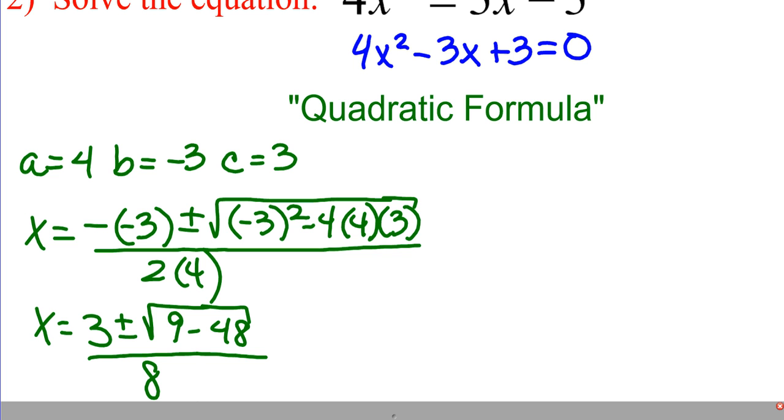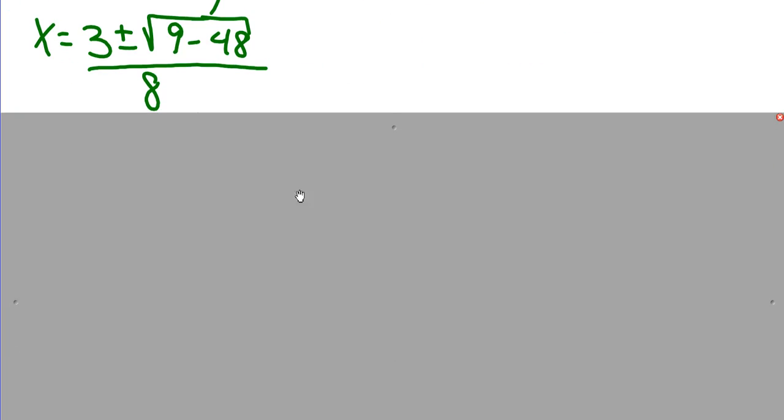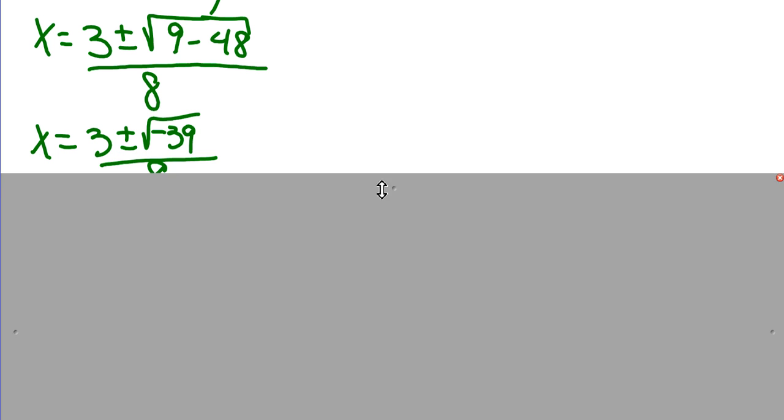The radical is a grouping symbol, and we want to simplify as much as we can. So if we have a positive 9 and a negative 48, that would simplify to be a negative 39 underneath the radical.